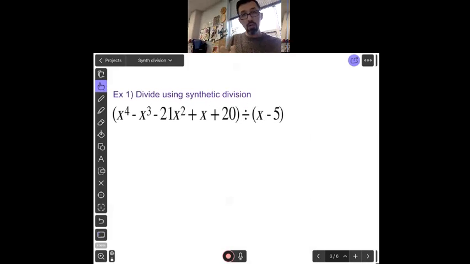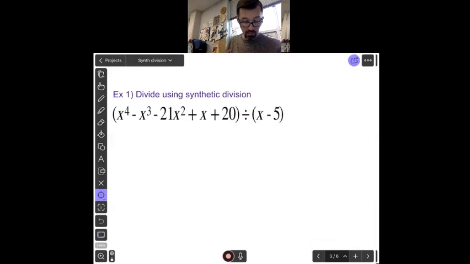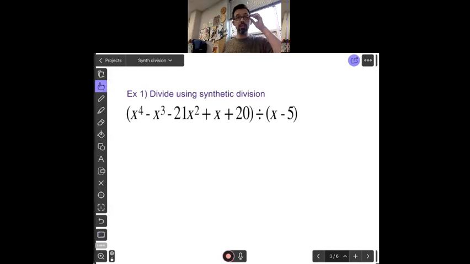So this is that problem that we just looked at: x to the 4th minus x cubed minus 21x squared. It's the same problem right there at the bottom, the one that we made yesterday. And notice that we are dividing it by x minus 5, which is right here. So I'm taking this and dividing it by this. That's what this problem up here says to do: divide using synthetic division. So let's get that going. Make sure you write that down correctly.